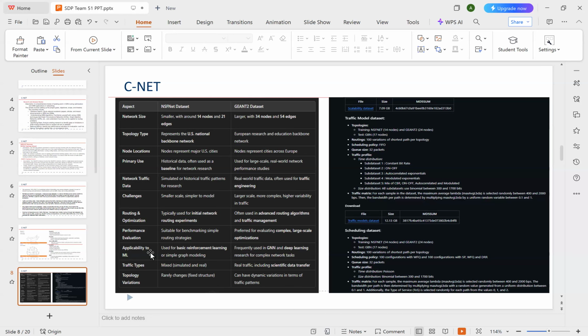This is nothing but the aspects of the dataset which we have used. The two different datasets: you can see 14 nodes and 21 edges, and a larger one with 34 nodes and 54 edges. Most of the SDN papers which the other co-authors have published also used the same GNN algorithm, but we have combined it using two datasets, and we have also used the deep recurrent learning model.